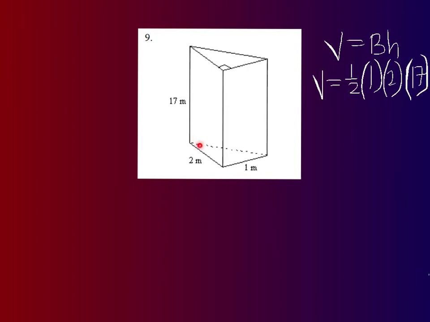We know that 2 and 1 are the base and height because they create the 90-degree angle, because that's what's shown up above. So just plug this into your calculator, and 1 times 2 is 2, half of 2 is 1, and 1 times 17, we get 17 as our answer. Our units here are meters, and since it's volume, we're talking meters cubed. So here's our answer.